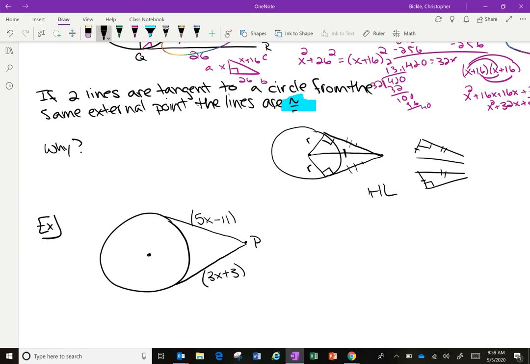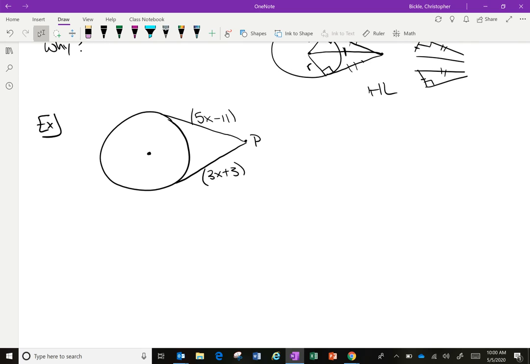Again, in class, we would go through and spend a lot more time on that, but that's another reason that we spent so much time on congruent triangles earlier this year, because we use congruent triangles to prove a lot of things about other different shapes and things like that. So there's the reason why they're congruent. Let's go through and look at an example.